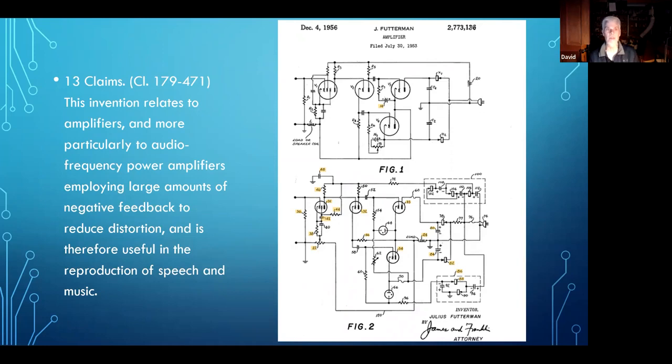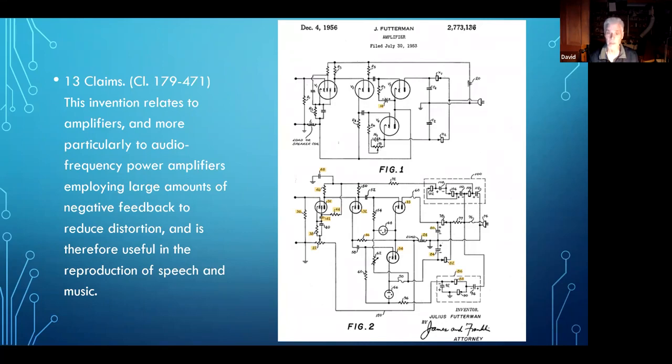The summary of this patent: it relates to amplifiers and particularly to audio frequency power amps employing large amounts of negative feedback to reduce distortion, and is therefore useful in the reproduction of speech and music. Just a little word about negative feedback in tube amplifiers. With the traditional amplifier, with an output transformer, it's very difficult, in fact impossible, to apply much negative feedback, and thus very difficult to get the measured distortion, and I emphasize measured distortion, low.